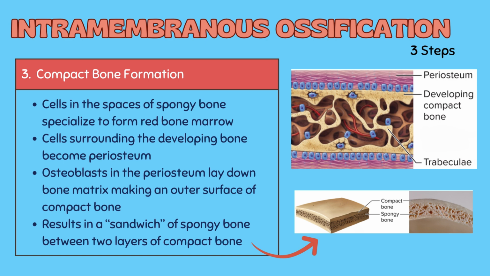The third and final step in intramembranous ossification is the formation of compact bone. Cells in the spaces of spongy bone specialize to form red bone marrow. Also, the periosteum is formed by cells surrounding the developing bone. Lastly, osteoblasts in the periosteum lay down bone matrix that forms compact bone. The end result is a sandwich of spongy bone between 2 layers of compact bone. This is what we see in flat, short, and irregular bones.